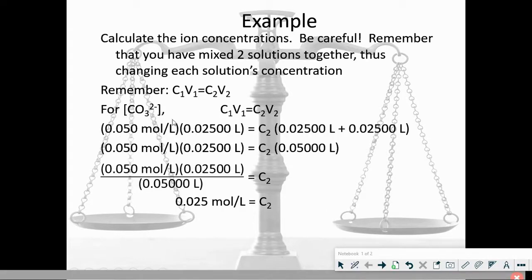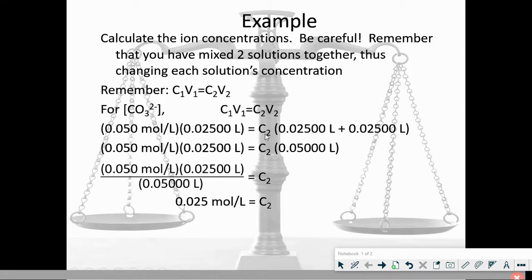So you put that into C1. The initial volume is 0.02500 liters. That's 25 milliliters in a liter. Now we have to do that because the units for concentration are moles per liter.